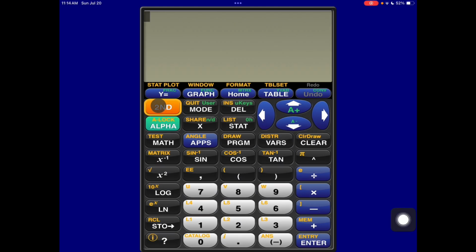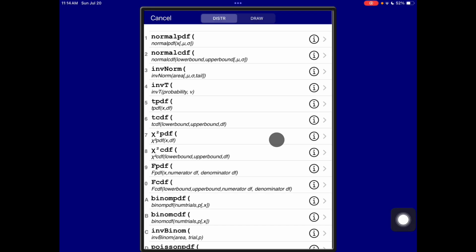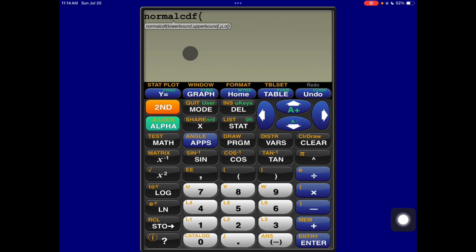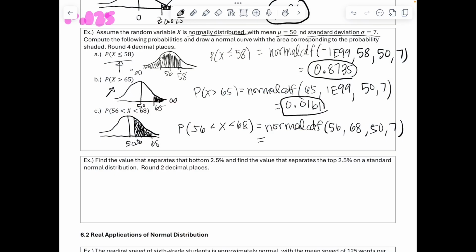On the graphing calculator, we're going to go to second, vars, normal CDF. Our lower bound for this one is 56, comma, our upper bound is 68, comma, our mean is 50, comma, standard deviation is 7. Close your parentheses, select enter, and we get our probability that you need to round correctly to 4 decimal places. From the graphing calculator, we get a probability of 0.1906.